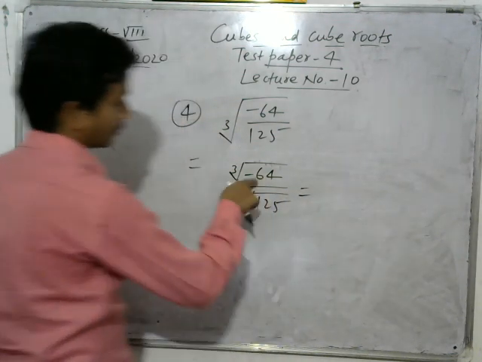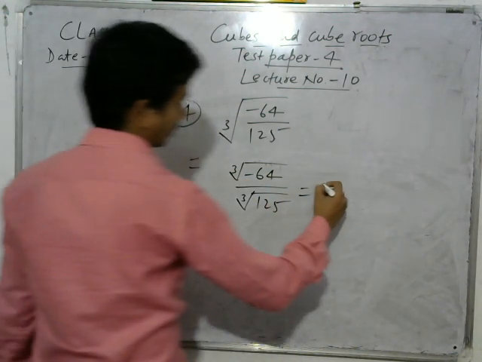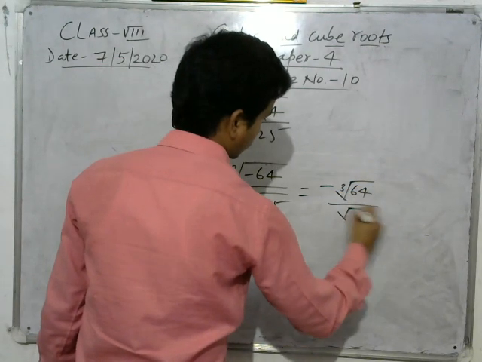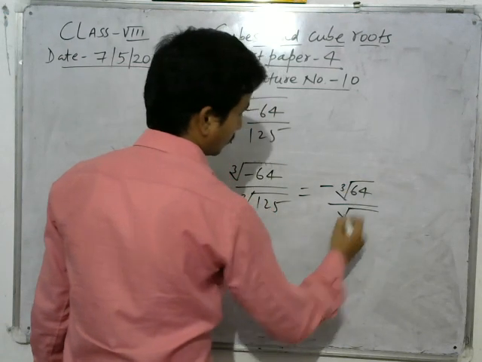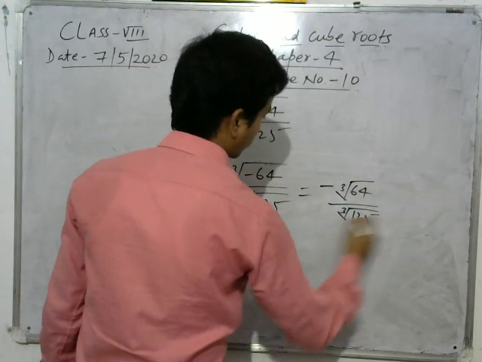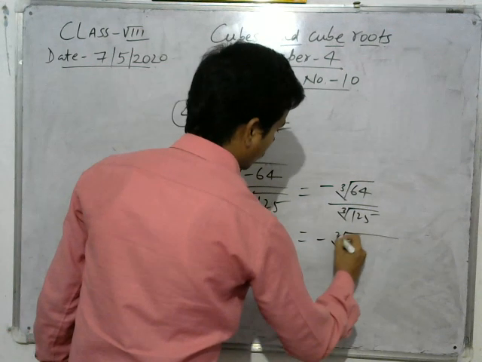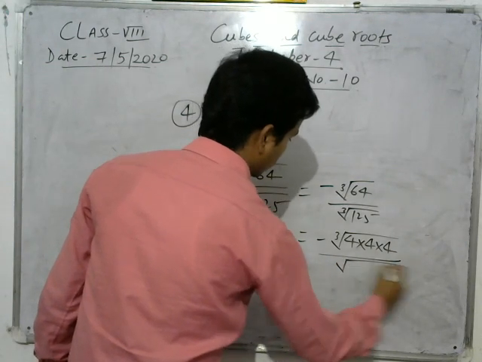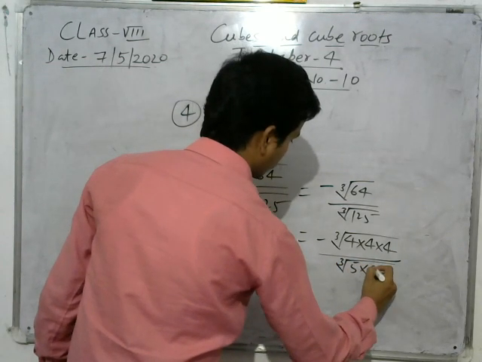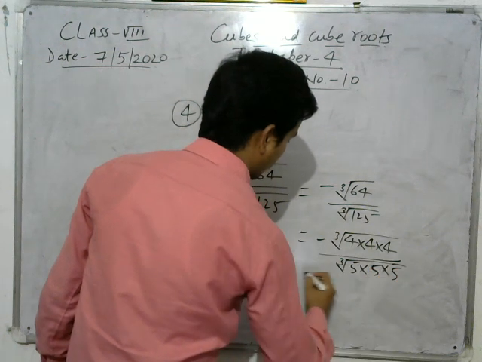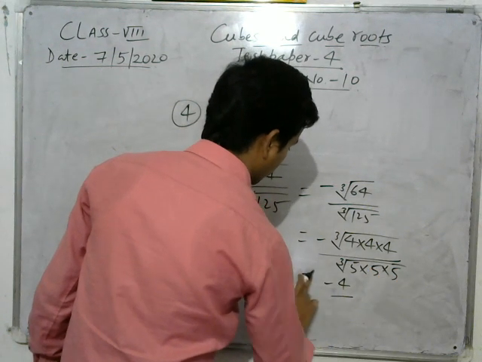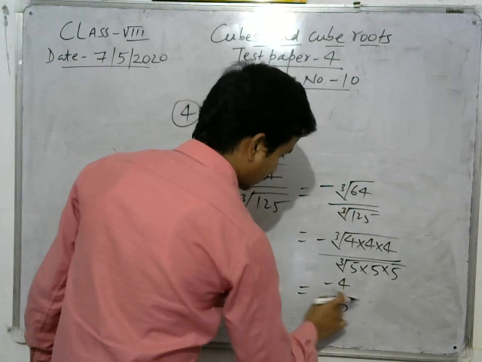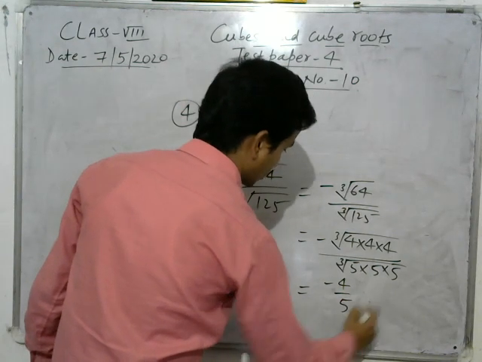And now we know that the cube root of a negative perfect cube number is always negative, so this will be equal to negative cube root of 64 over cube root of 125. We know that 64 is 4 into 4 into 4, and we can write 125 as 5 into 5 into 5. So this will be negative 4 over 5. This is the answer.